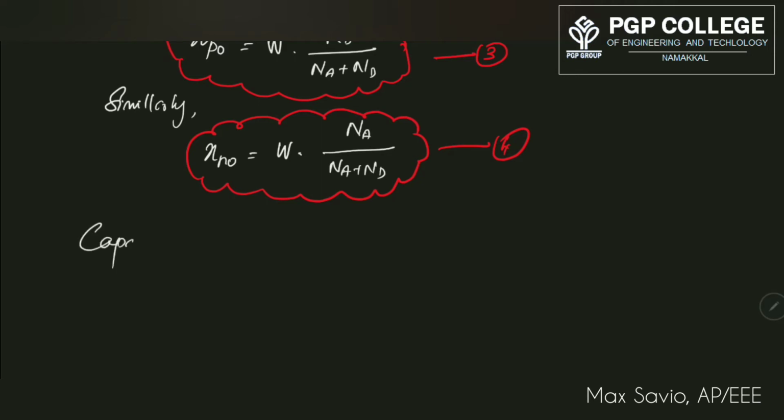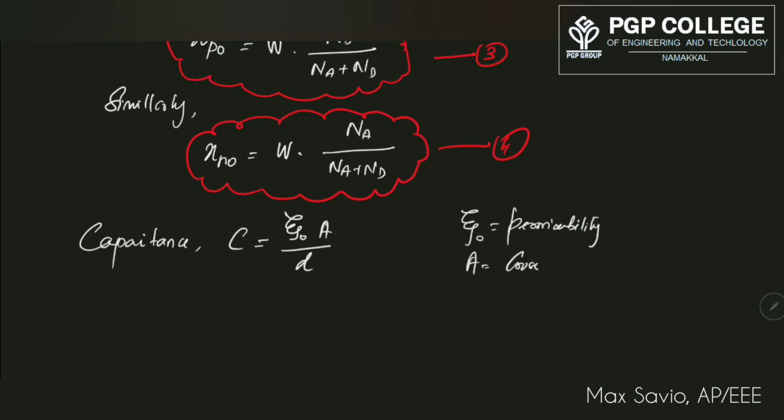So the capacitance equation can be given as C is equal to epsilon naught A divided by d. Where epsilon naught is nothing but the permittivity, A is the cross sectional area, and d is the distance between the parallel plates. So this is the general equation.